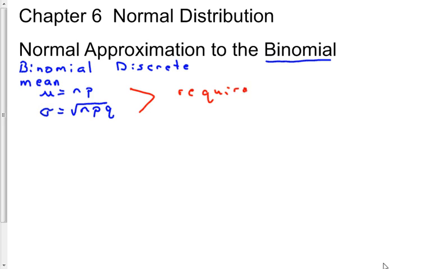The mean, mu, is n times p. The standard deviation is the square root of npq. These are necessary because this is what's required for a normal distribution. All of our other calculations, as you recall, use the mean and the standard deviation. So you'll have to find those.